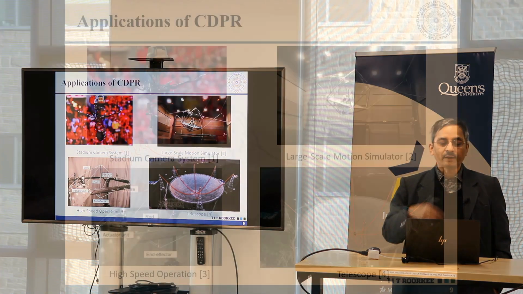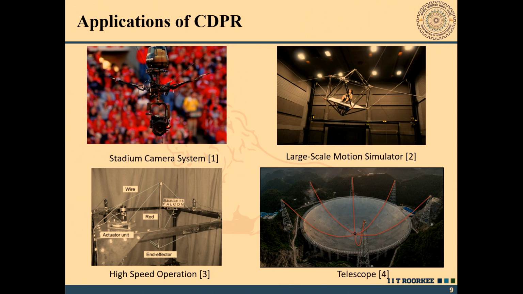It is not that the concept of cable driven parallel robot is new. Cable driven parallel robots exist, but in different applications. For example, in the stadium camera, you can see that it zooms from one location to another. Large scale motion simulators also use it, as do high speed operations, and in fact it has also been used in telescopes.